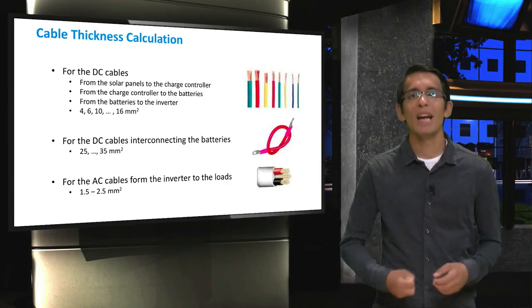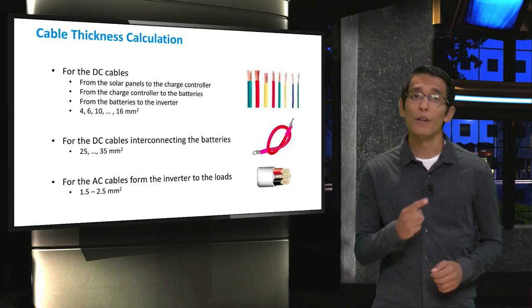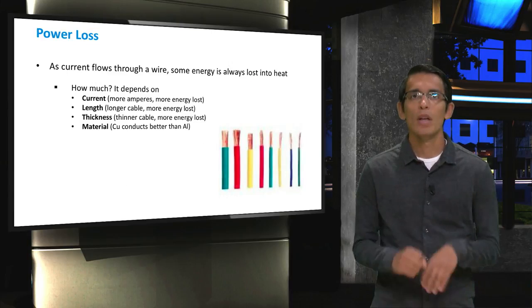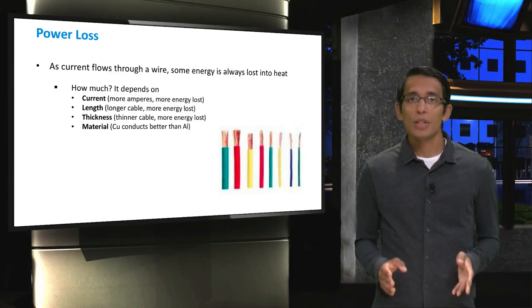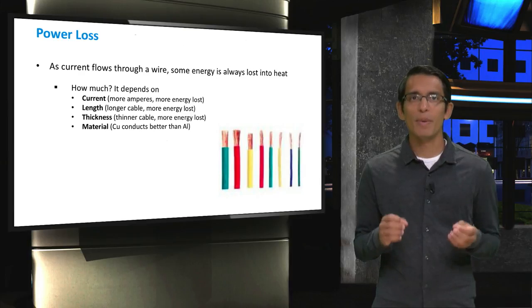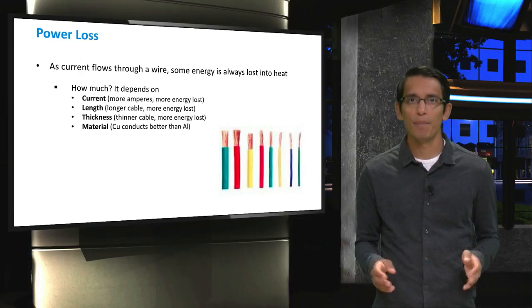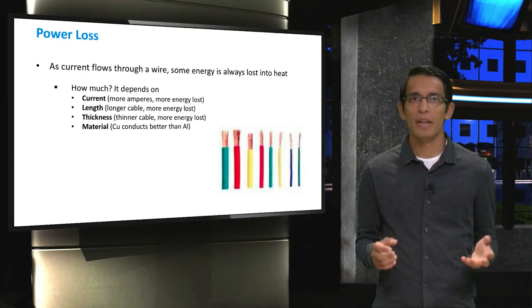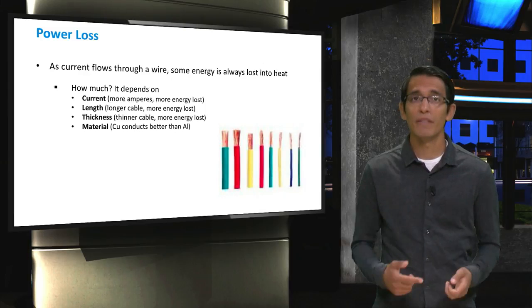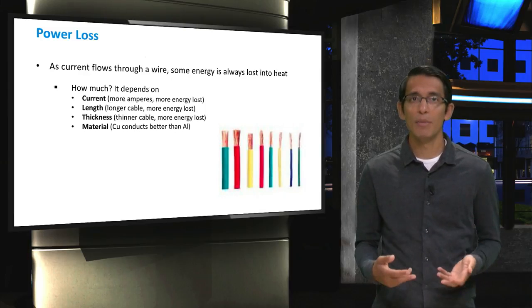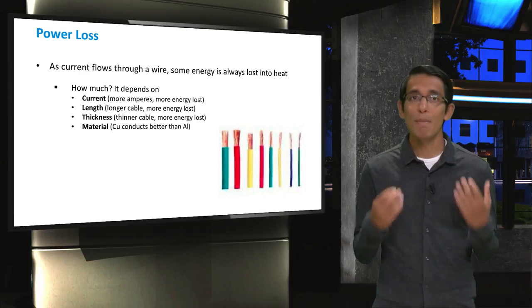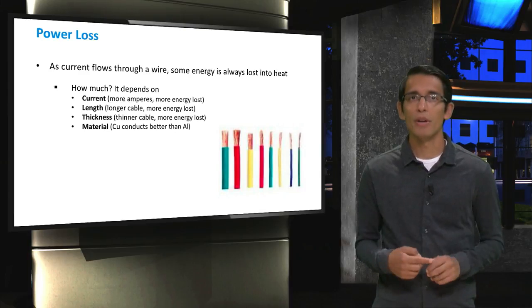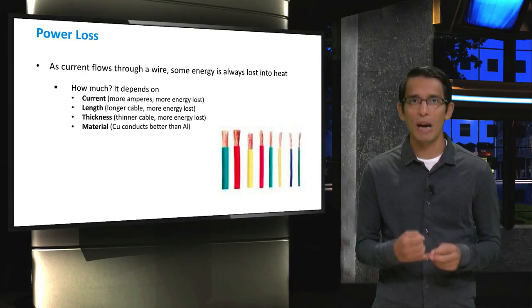Well, there are 2 main aspects to consider. The first is power loss. Though wires are great conductors of electricity, they still always dissipate some power when current flows through them. This power dissipation depends on the amount of current, the length of the cable, the thickness of the cable, and the material used to make the cable. More current and a longer cable and a thinner cable all result in greater power loss.